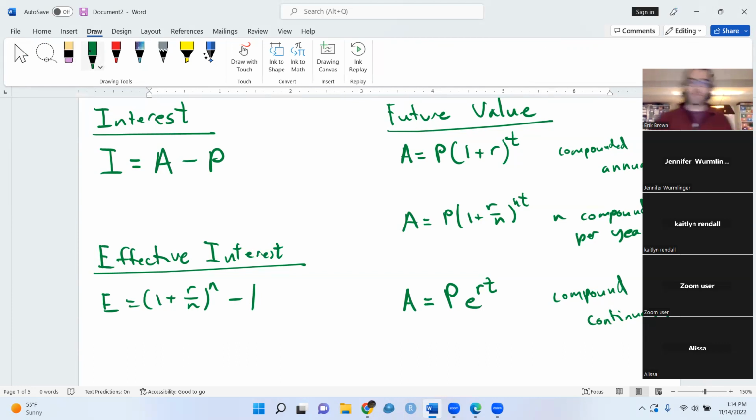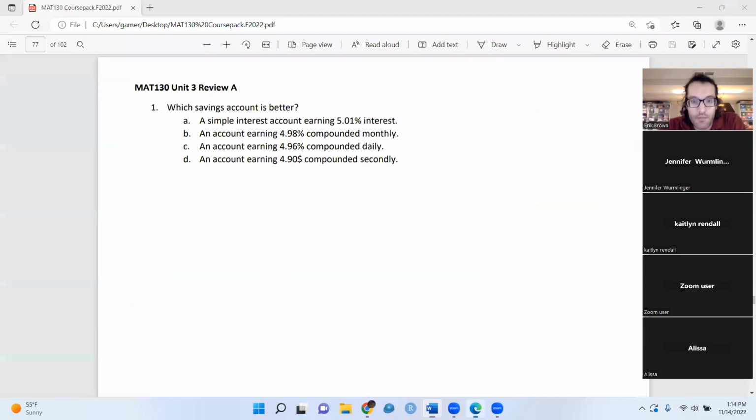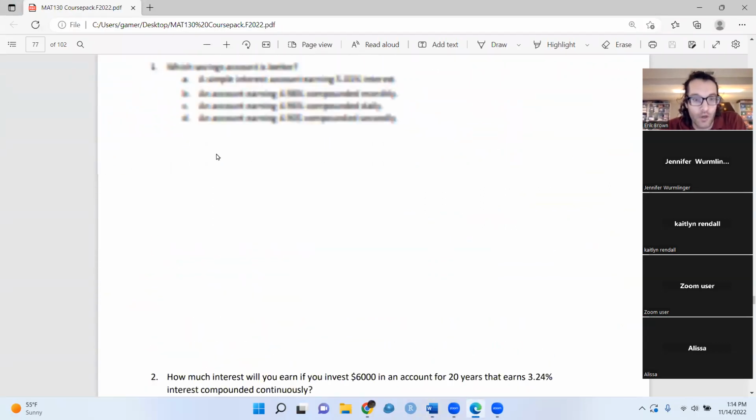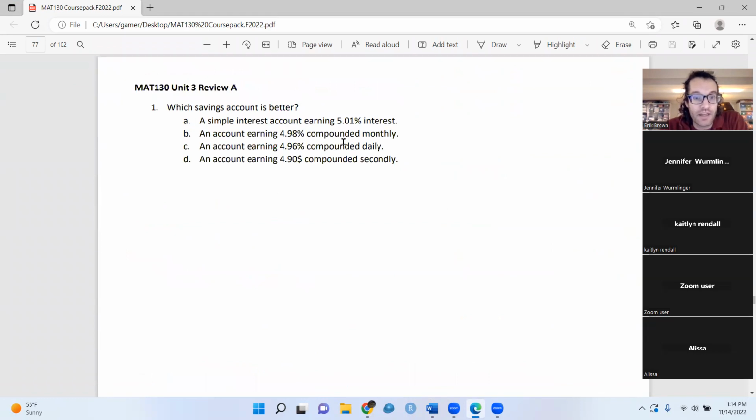So I want to pause here, and I want to jump to the worksheet, and I want you to try question 1. This gives you several different interest rates, and you're asked which is better. One little typo, D should be 4.9% compounded secondly. So I'm going to set you loose. I'm going to suggest that there is no P here.